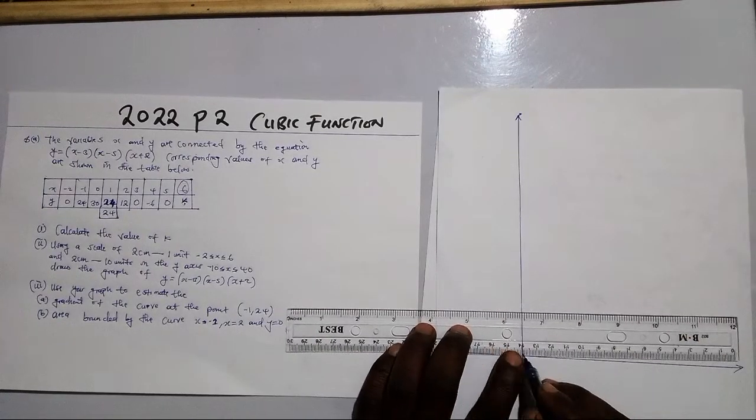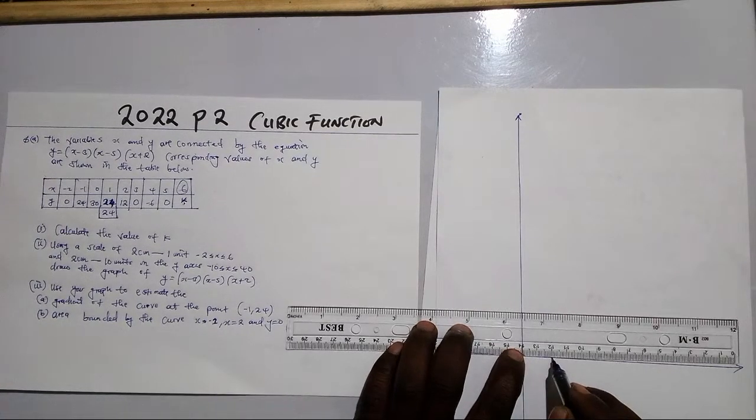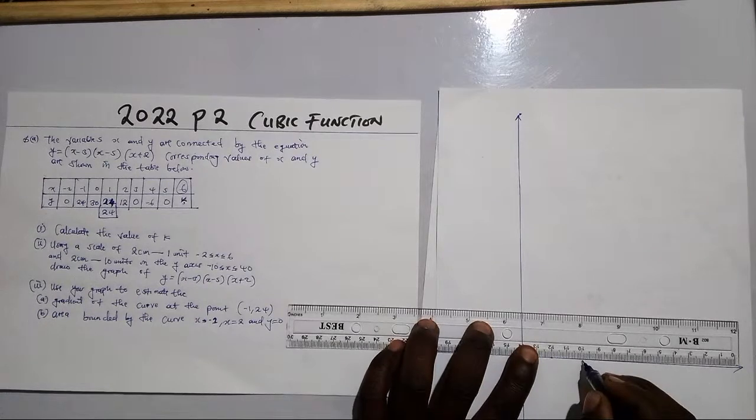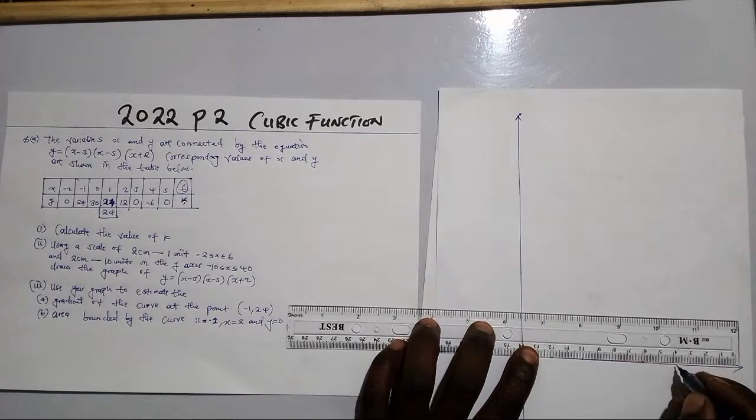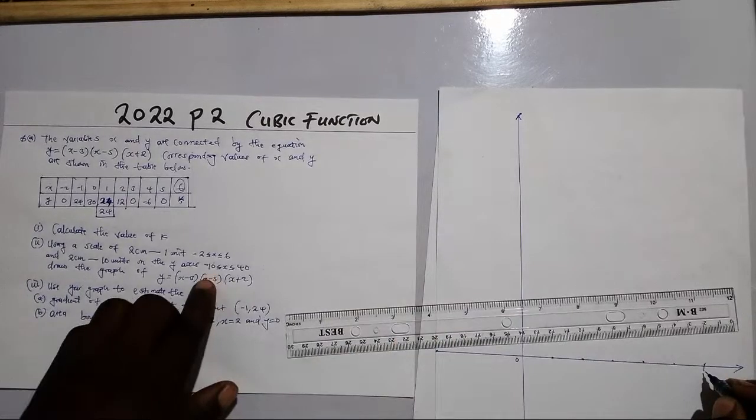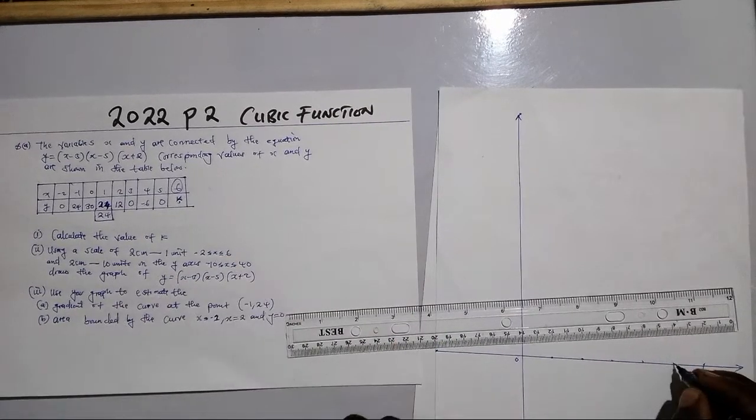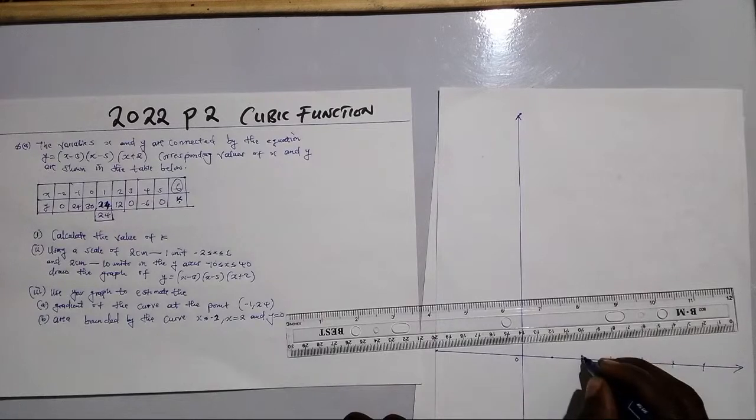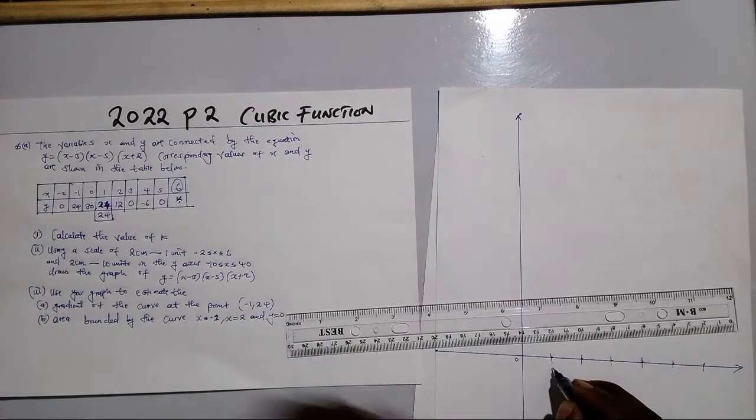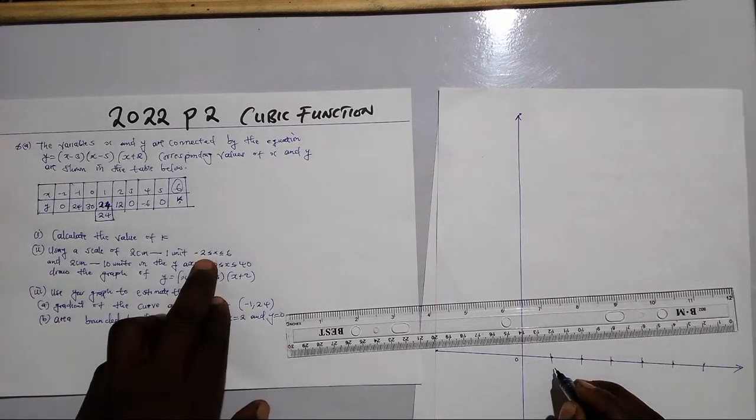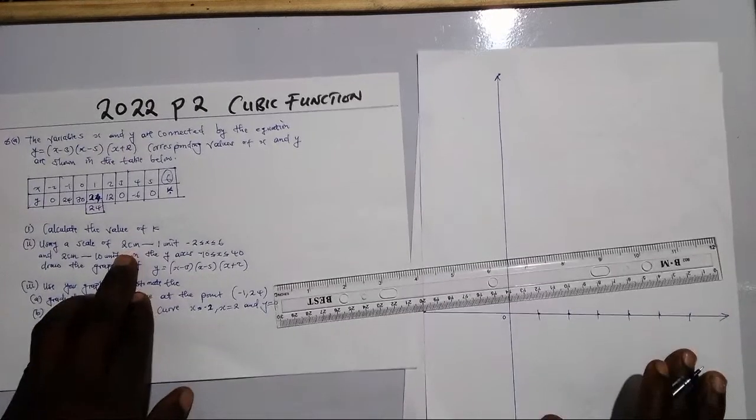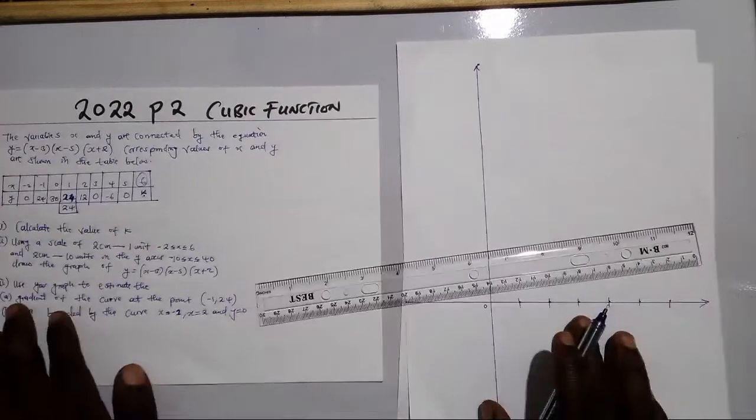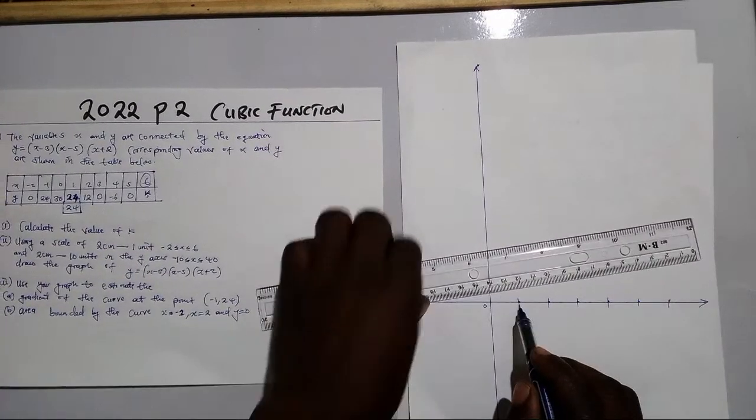So this is the one here, 0, 1, 2. This is 2 centimeters. Then 1, 2, 3, 4, 5, 6. We end at 6 because on the x-axis we have 6. Then on the x-axis they are saying we have to use 2 centimeters to represent 1 unit.